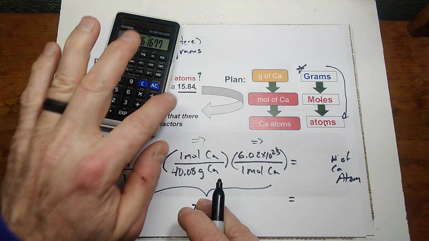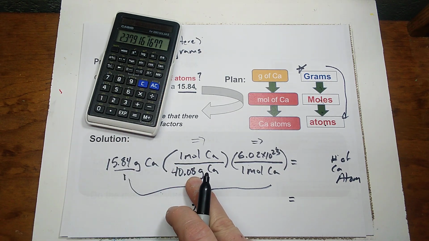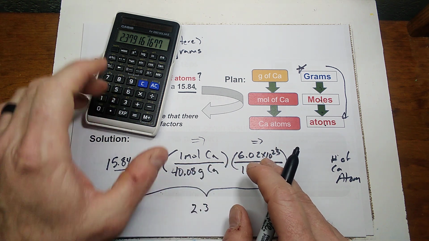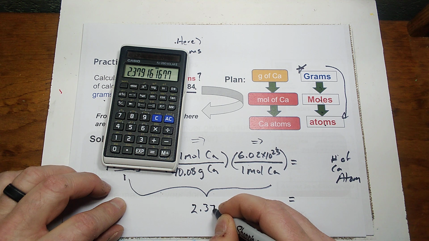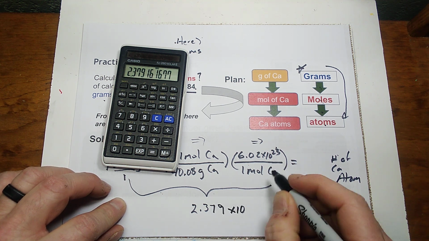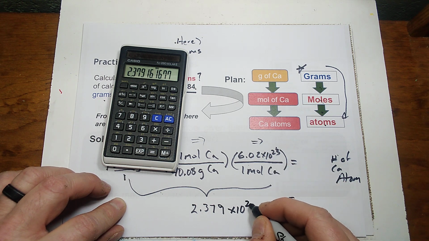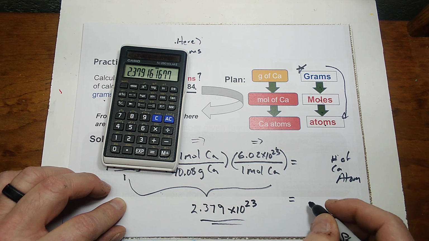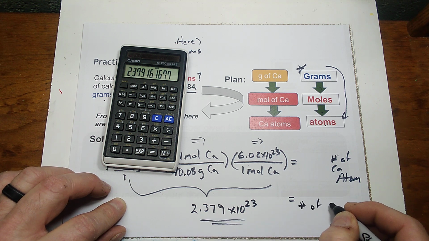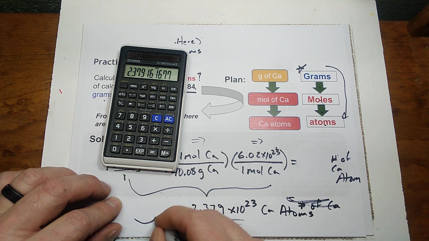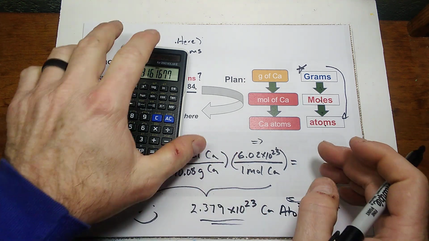We had 4 here. You never limit yourself by the molar mass or the 6.02, so it's 4. So 2.379, and don't forget to bring this times 10 to the 23rd back down because you didn't add it into your calculation. Times 10 to the 23rd is our number of calcium atoms, and we can write it as calcium atoms. And we are done. Hope that helps.